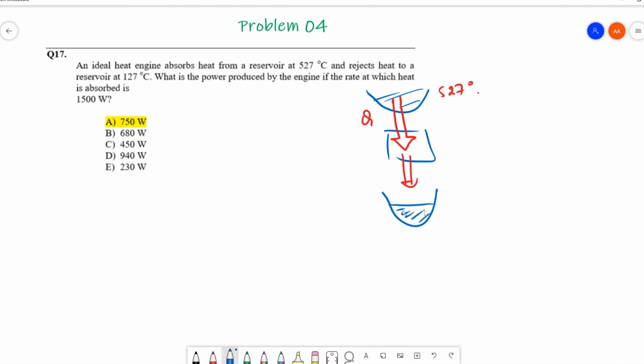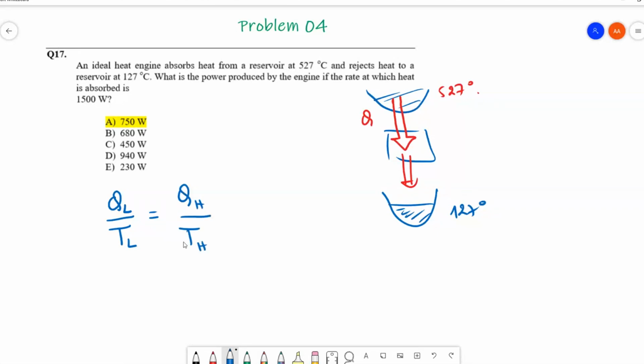This one is the heat reservoir, and it is at 127 degrees. Great. We know from our chapter that QL, where L is the low temperature, or the cold reservoir, over TL is equal to QH, hot, over TH.